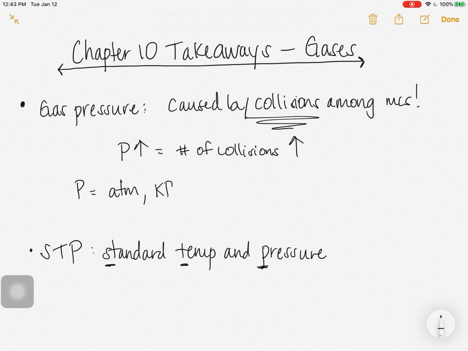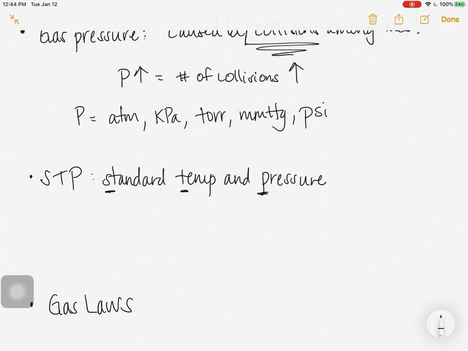Okay, so from there, we talked about STP, or standard temperature and pressure, which is just a set of conditions. Of course, 0 Celsius is your standard temperature, and 1 atm is your standard pressure. There's also the conversion that says that only at STP, 1 mole of a gas occupies 22.4 liters. That's the idea of molar volume.